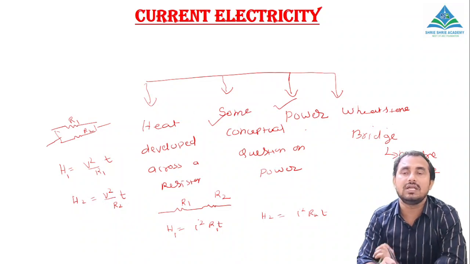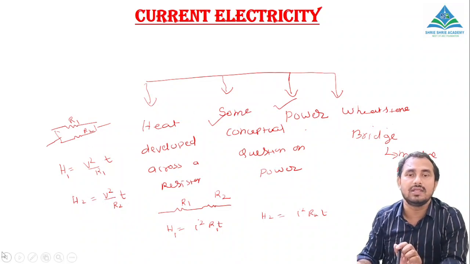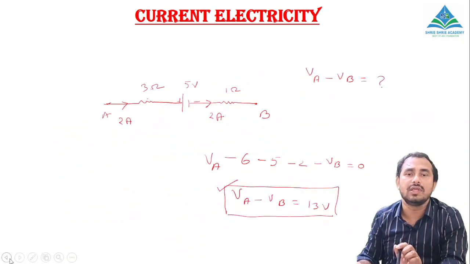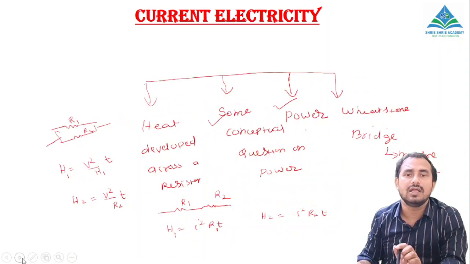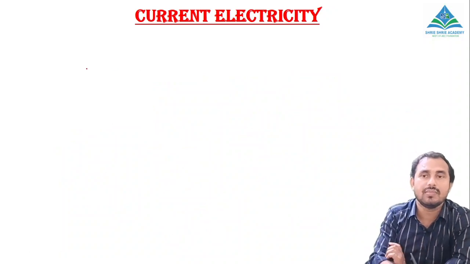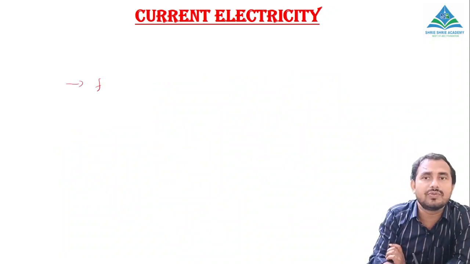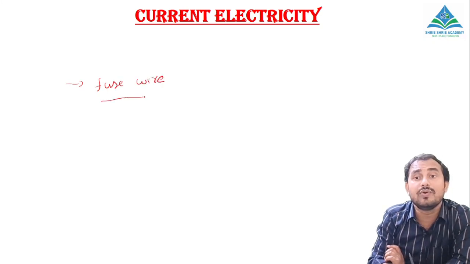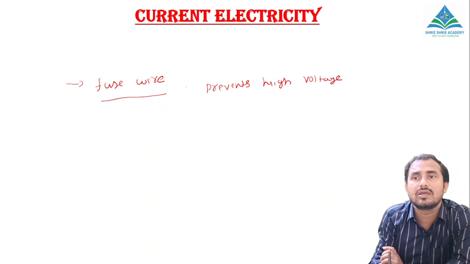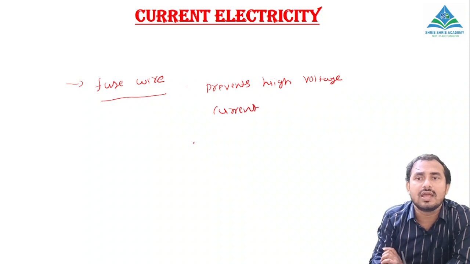And after all these things, some conceptual things are there which are important, and that is fuse wire. They have asked questions on fuse wire. Fuse wire is one important thing. You know what its use is. It prevents high voltage current. It's a safety device, which means it prevents damage.